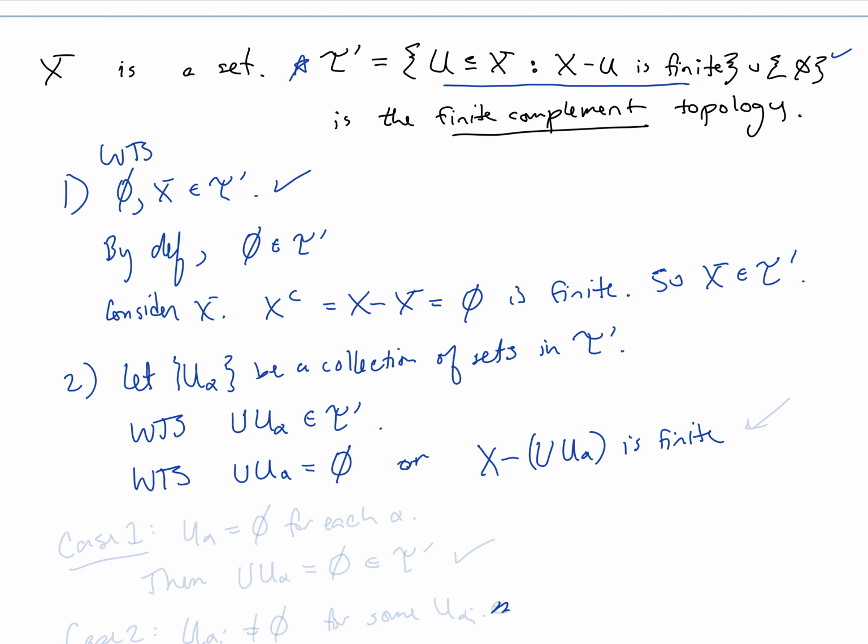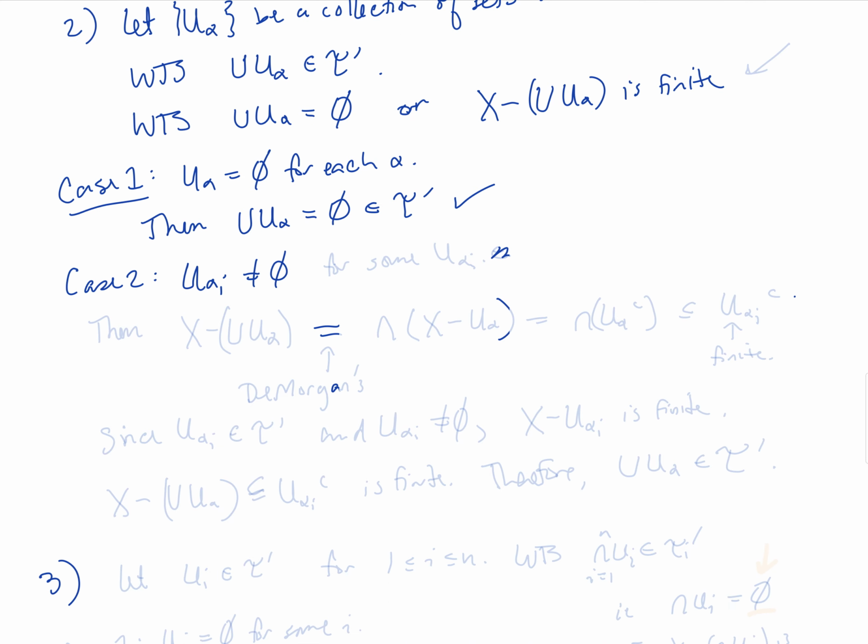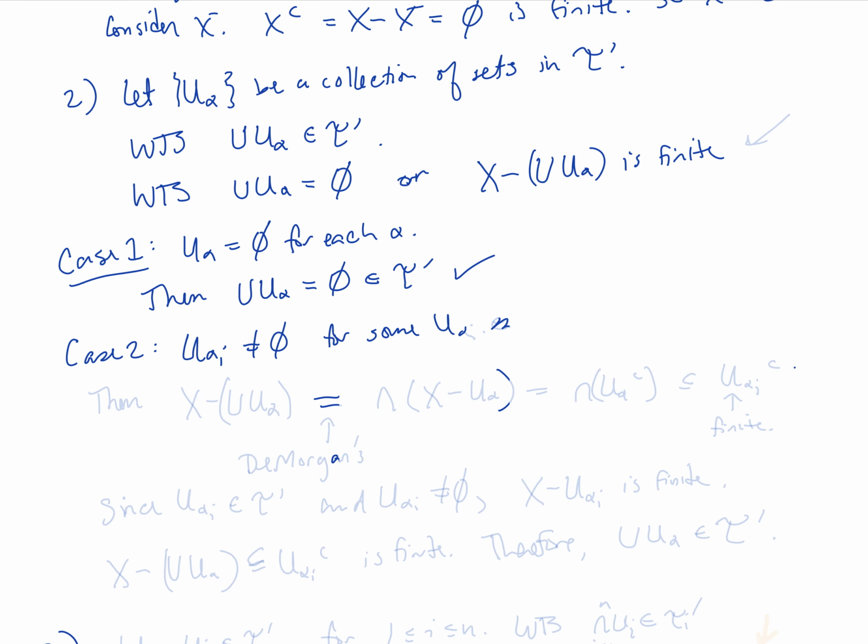Okay, we've got 2 cases here. The first is sort of a silly case, case 1. That would be that U sub alpha is equal to the empty set for each alpha. All of those sets are actually equal to just the empty set. Then in that case, the union of all those U alphas is also equal to the empty set, which is in tau prime, and we're done. So that's case 1. Case 2, at least one of those sets is not the empty set. Let's say U sub alpha i is not equal to the empty set for some U sub alpha i in this collection.